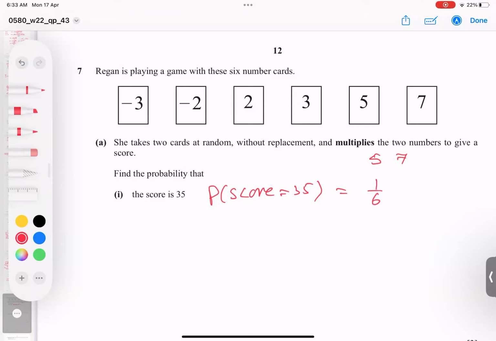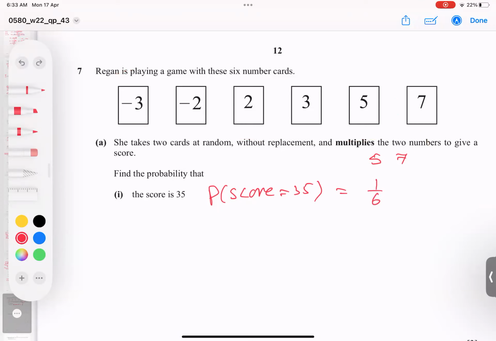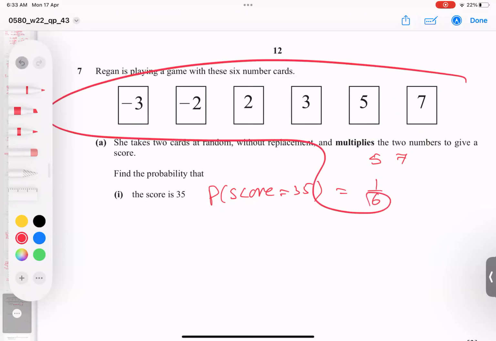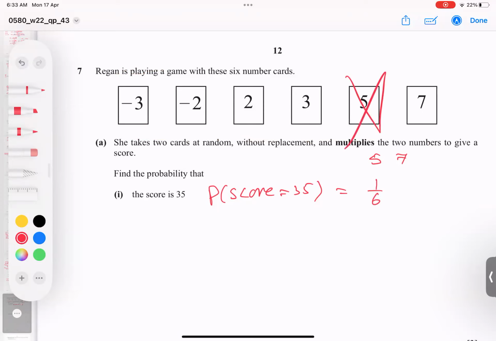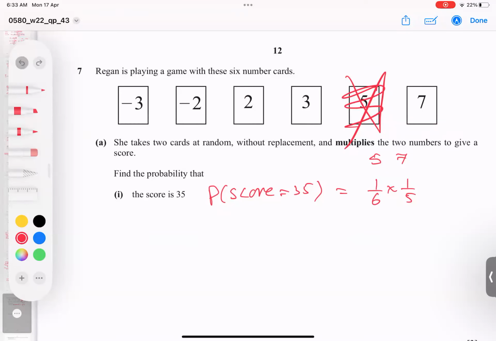Why 1 by 6? How many 5s are there? 1 only. I wrote 1. How many total cards? 6. So I wrote 6. But when I have taken one card out, what is the chance of 7? So 1 out of 5. Why did I write 5? Because when 5 is gone, there are 5 cards left behind. I think the point is clear.